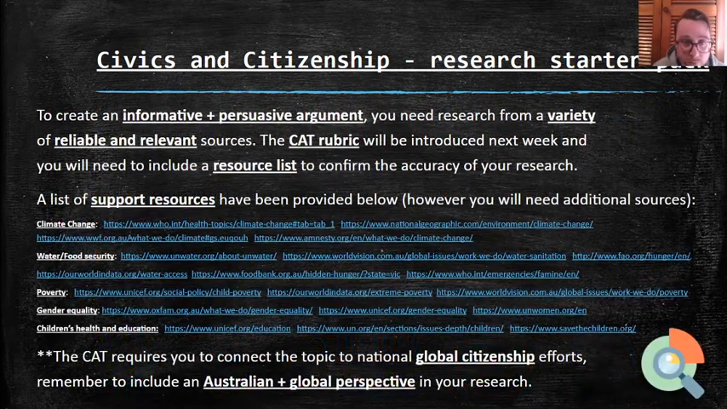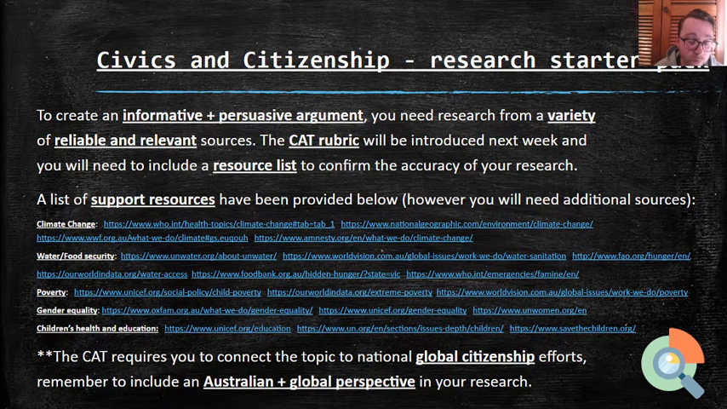To create an informative and persuasive argument, you need research from a variety of reliable and relevant sources. The CAT rubric will be introduced next week, and you will need to include a resource list to confirm the accuracy of your research. It's not going to be a formal, complicated bibliography, but you still need to have a list of the resources that you use to prepare your CAT, so I can confirm the accuracy of your research, or you'll just be making up numbers. A list of support resources has been provided below. However, you will need additional sources.